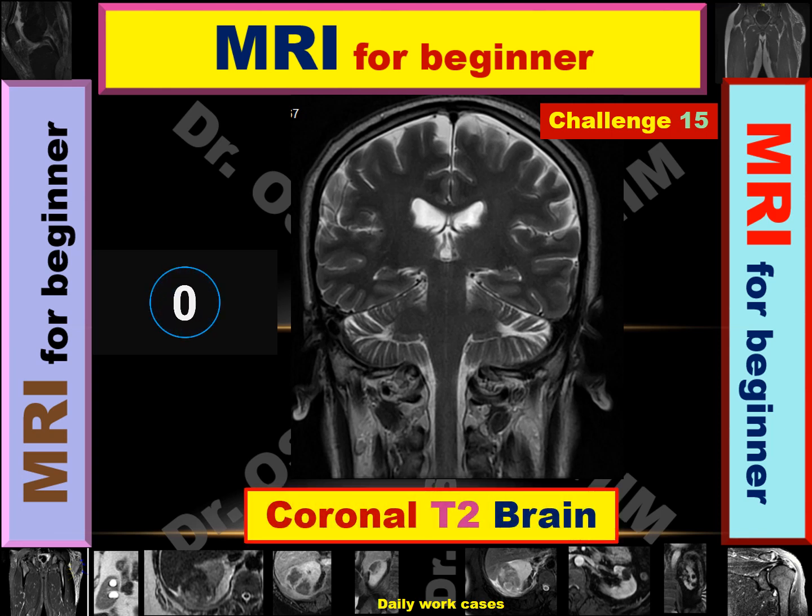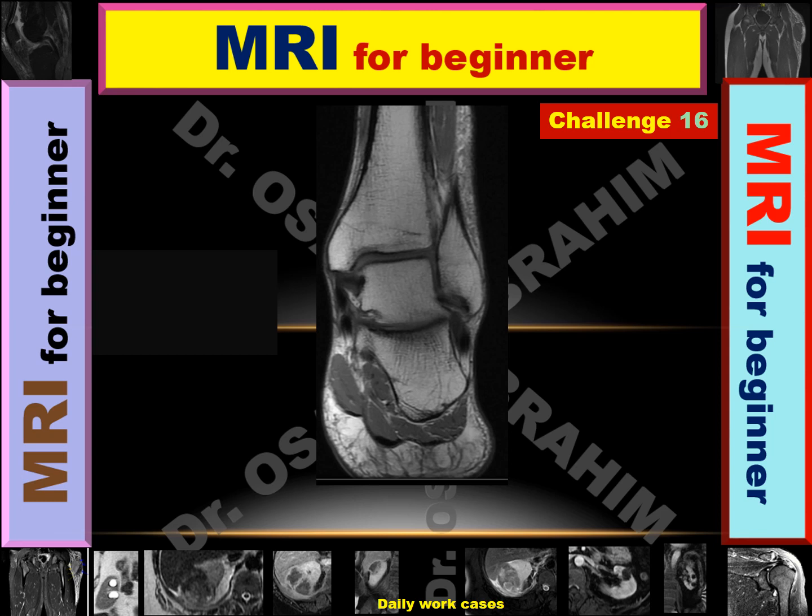Next challenge is the coronal image for the brain. As we see the brain in the frontal view, so this is coronal and this is brain. Part examined is brain. T2, why T2? Because CSF is bright and fat, subcutaneous fat or neck fat is bright. So fat and water are bright, so this is T2. Challenge 16.